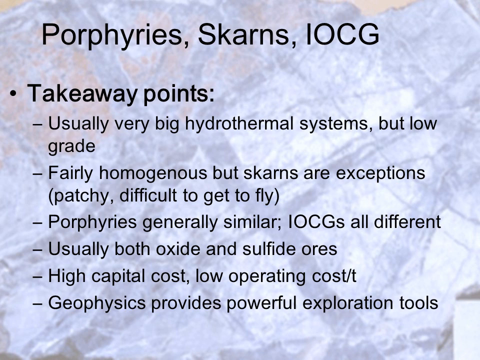Porphyries, skarns and IOCG deposits very often have both oxidized and unoxidized portions. This is important as it impacts on capital costs. Capital costs for building porphyry and IOCG mines are generally high compared to other deposit types. This is due to the combination of multiple ore streams and the huge size and throughput needed. Finally, geophysics plays a crucial role in exploration for each of these deposits.